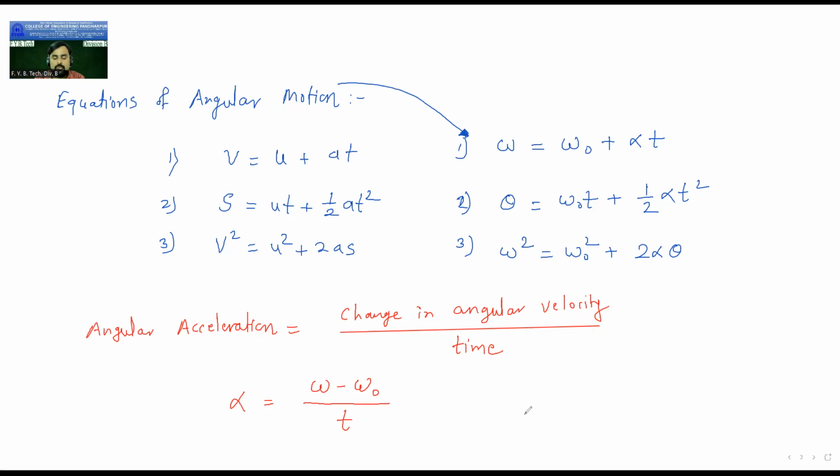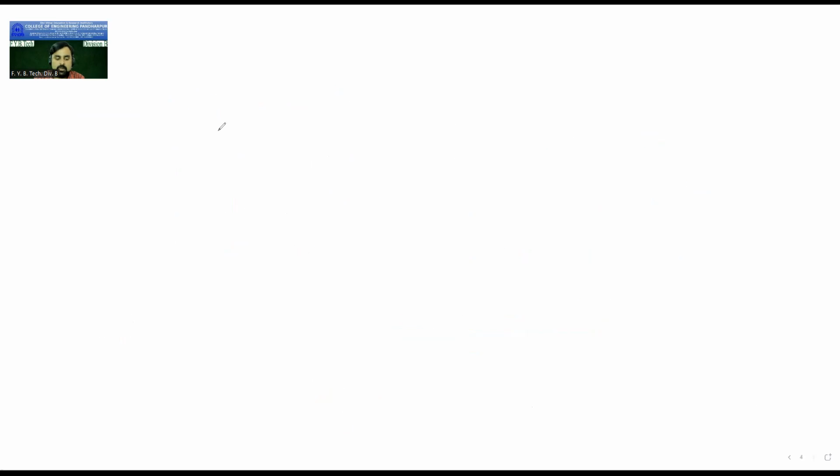Okay. So now if you reshuffle the terms, what you will get? You will get omega is equal to omega 0 plus alpha t. So this is your equation number 1. So here now theta is equal to omega plus omega naught by 2 into t.